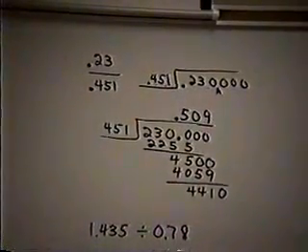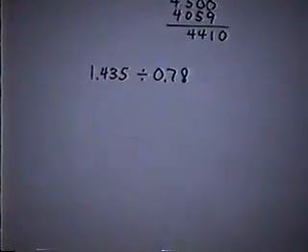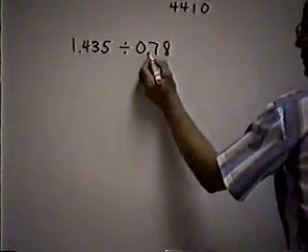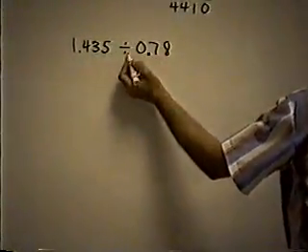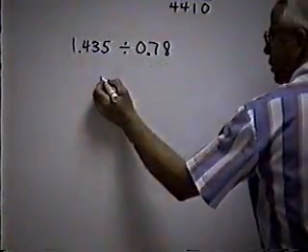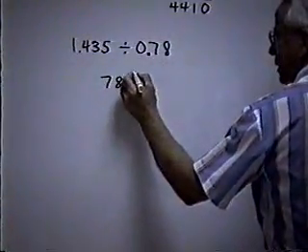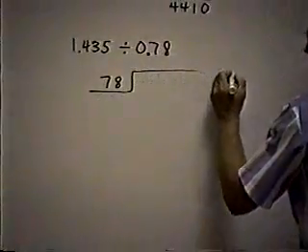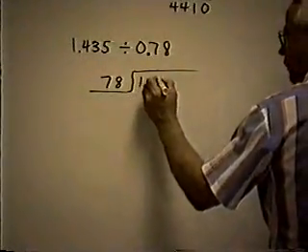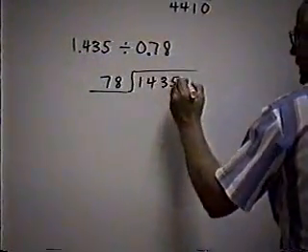All right, let's look at the next example. The next example is just another way of writing it. It says we want this divided with this. So what we'll do is put 78, and we'll put 1, 4, 3, 5, 0, 0.